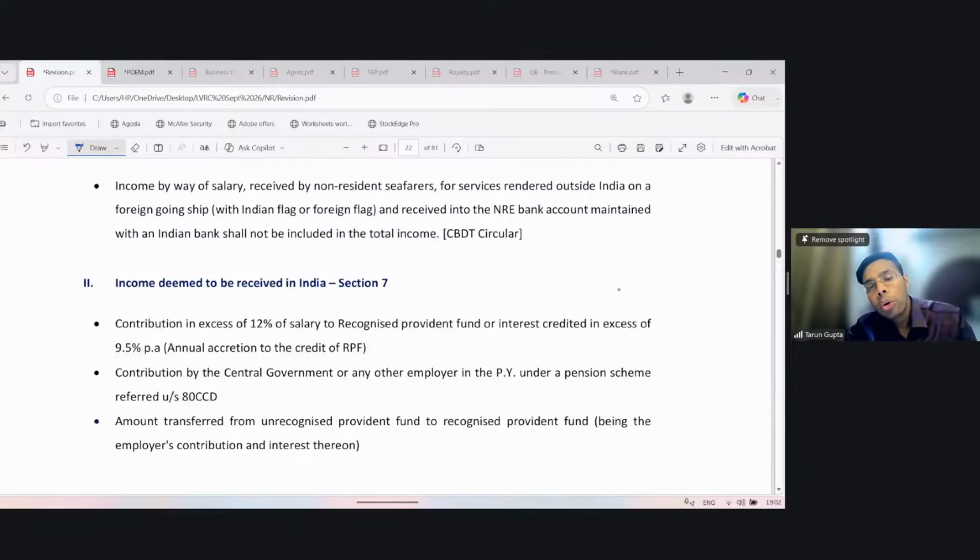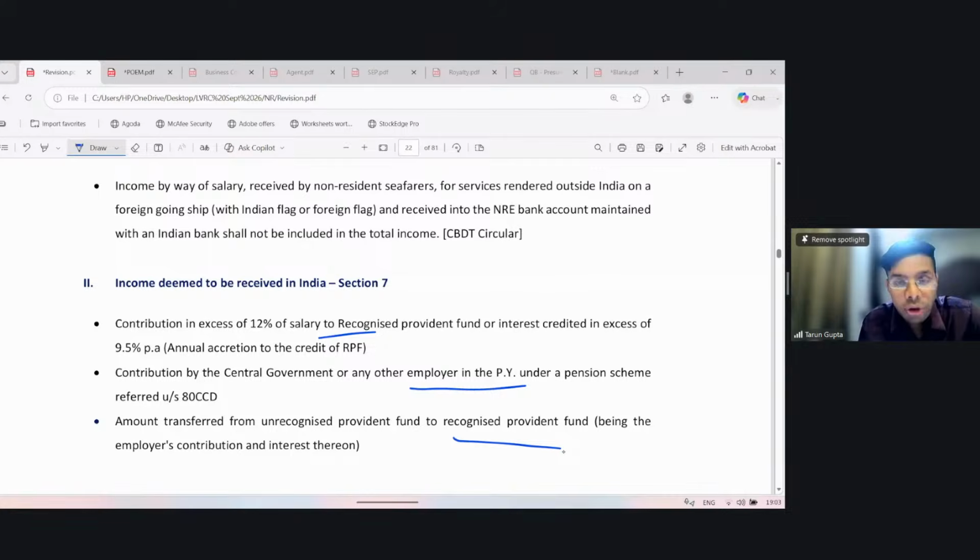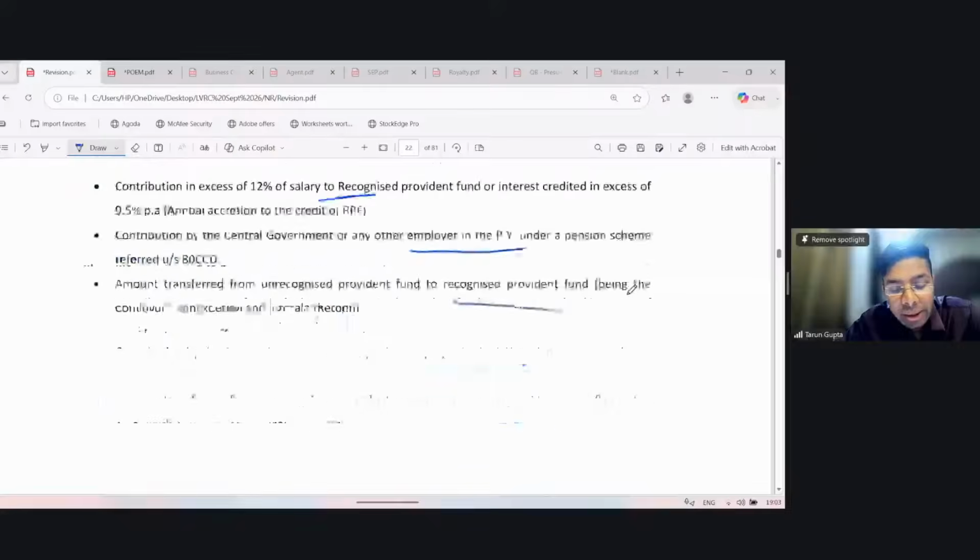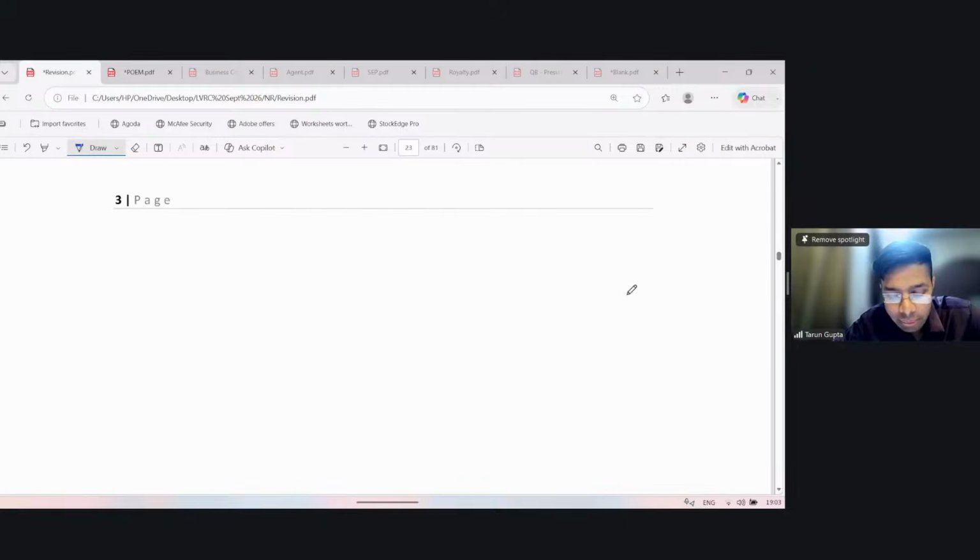Then income deemed to be received in India, Section 7. Any contribution in excess of 12% of the salary to RPF, or interest credited in excess of 9.5%, shall be deemed to be received. Contribution by the central government or any other employer in the previous year under a pension scheme referred to in 80CCD. Amount transferred from URPF to RPF, being the employer's contribution and interest thereon. These amounts shall be treated as being received in India.